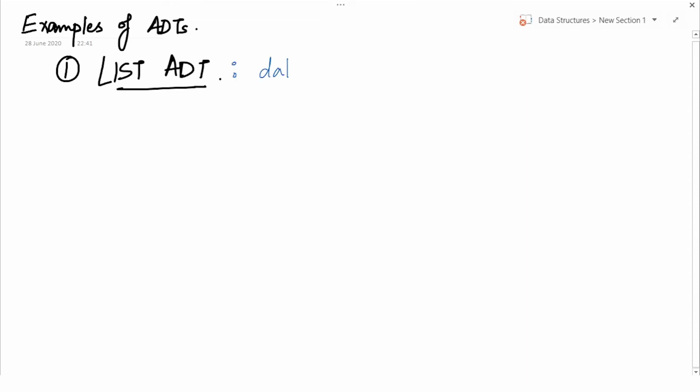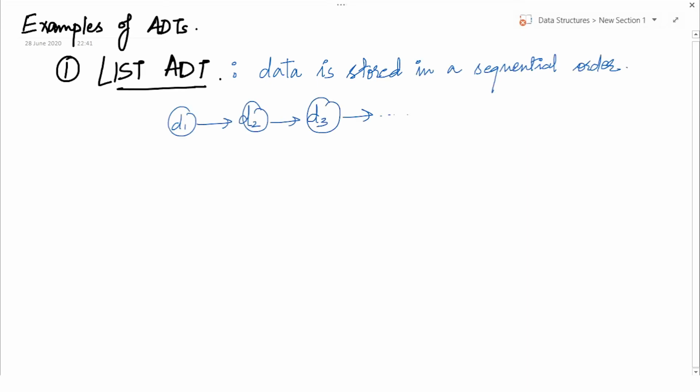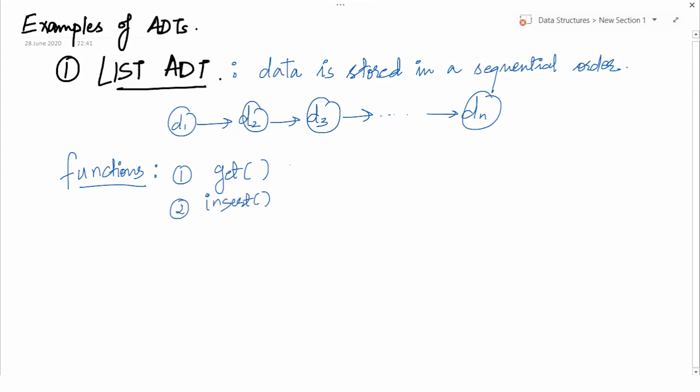In List ADT, data is stored in a sequential order. The data can be at continuous memory locations or at random memory locations. And the functions that can be performed on a list ADT are get, which can be used to fetch the element in the list. The other function is insert, which can be used to insert any value into the list. The insertion can be done at any position, depending on the function that we implement. Other functions can be remove, to delete any element, and replace, to change any existing data.